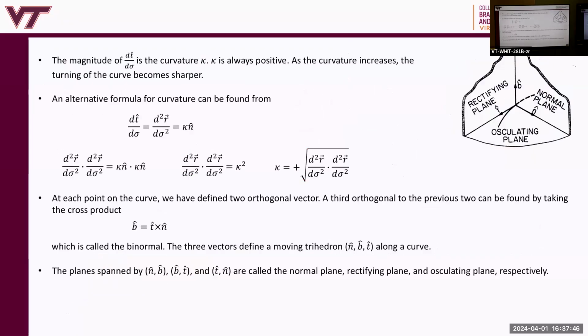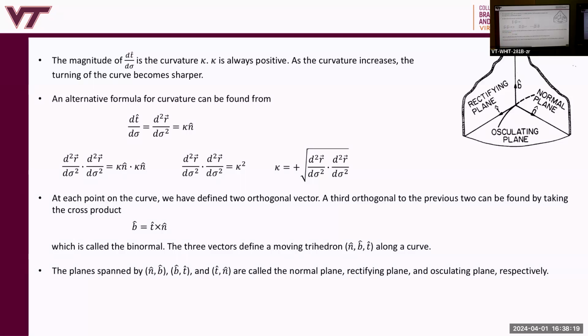Okay. An alternative formula for curvature can be found from the following. We have dt d sigma, the definition of kappa, d2r. This is a formula that we derived already. What we're going to do now is take the dot product of the left-hand side and the right-hand side with itself. It's the same as squaring both sides. So you take the dot product of the left side with d2r d sigma squared and the right side with kappa n hat.